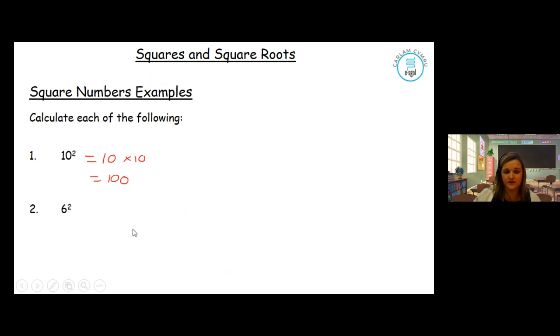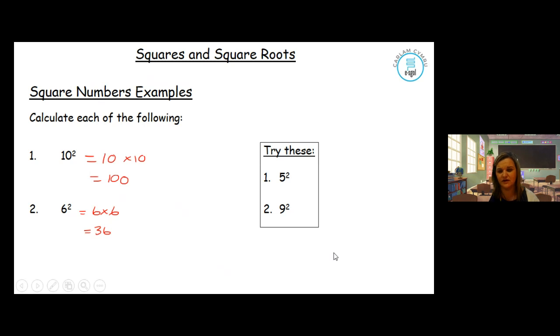Okay. Next one, exactly the same, 6 squared. So that means 6 multiplied by 6. And we work that out. And our answer is 36. Okay, so what I would like you to do now is have 30 seconds to try the 2 on the right hand side, and I'll set a timer now. Off you go.